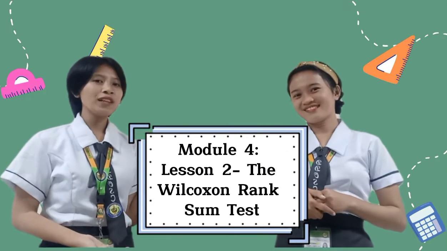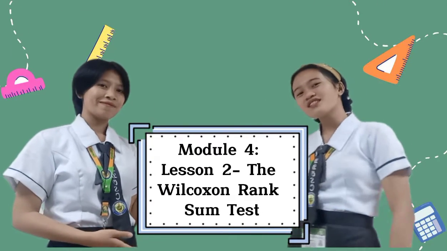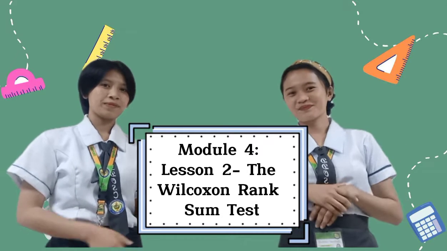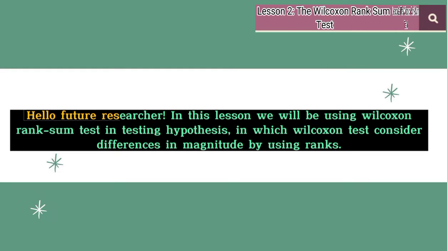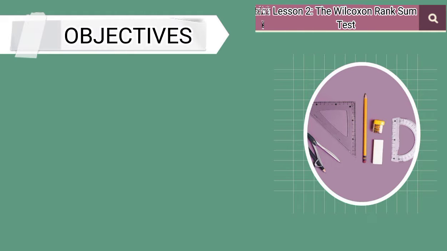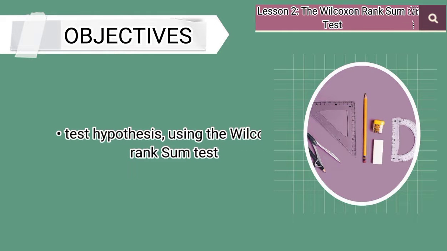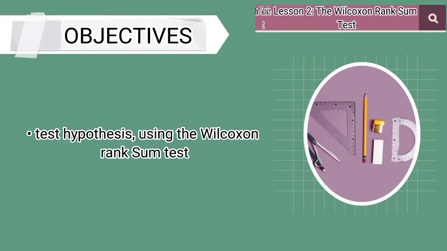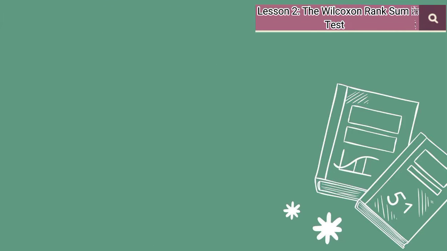Welcome to Module 4 Lesson 2, which is the Wilcoxon Rank Sum Test. Hello future researcher, in this lesson we will be using the Wilcoxon Rank Sum Test and testing hypotheses, in which the Wilcoxon test considers differences in magnitude by using ranks. To begin with, let's have first our objectives. To test hypotheses using the Wilcoxon Rank Sum Test. And now, let's proceed to our discussion.